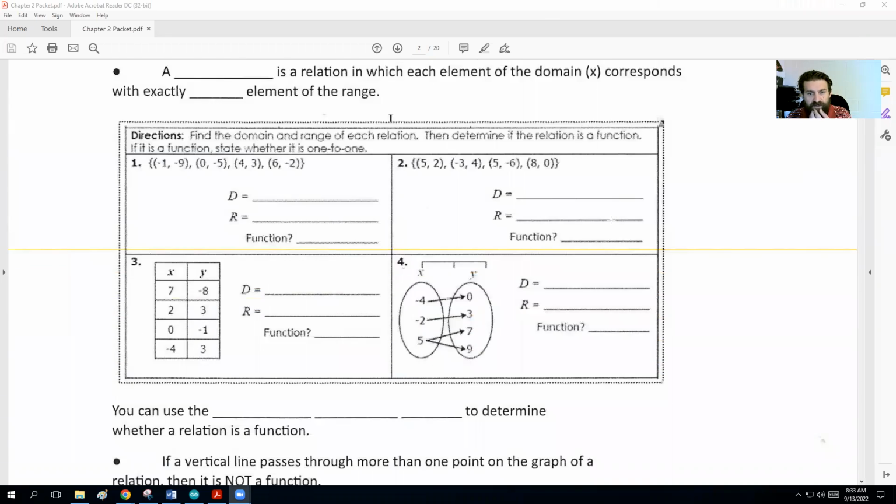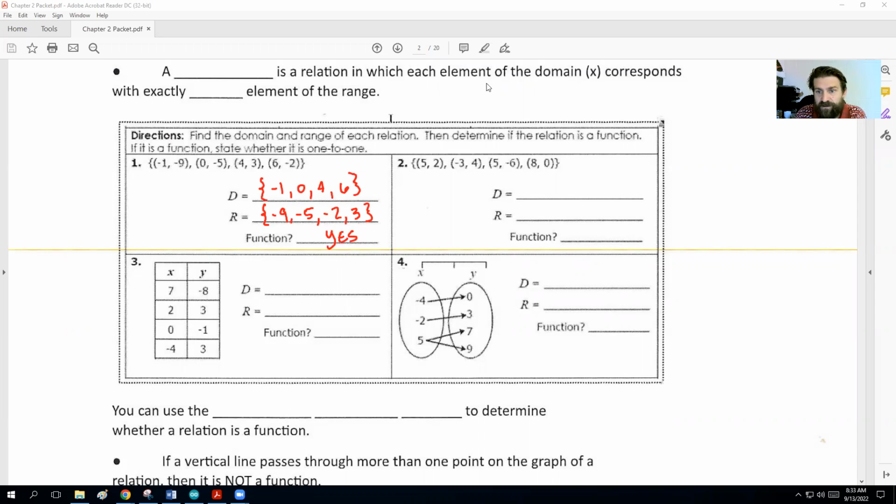What we're going to do first is look at these different relations and determine whether they are functions. Let's state the domain. We'll do the brackets. The domain is all the X's: -1, 0, 4, and 6. Then our range would be all the Y's: -9, -5, -2, and 3. I'm putting these in ascending order. Do we have any X's that repeat? We do not have any repeating X's, so it is a function.